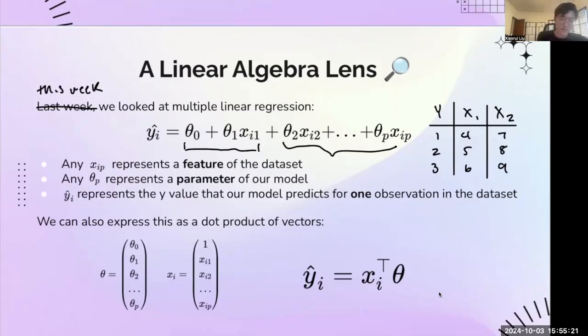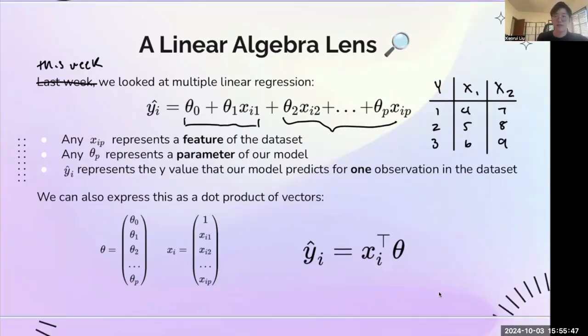So as the bullet points here demonstrate, any x_ip represents a feature of our data set. So this would be like a column name. Any theta_p represents a parameter of our model. This is what we want to optimize for to get the best predictions. And y hat represents the y value that our model predicts for one observation in the data set.